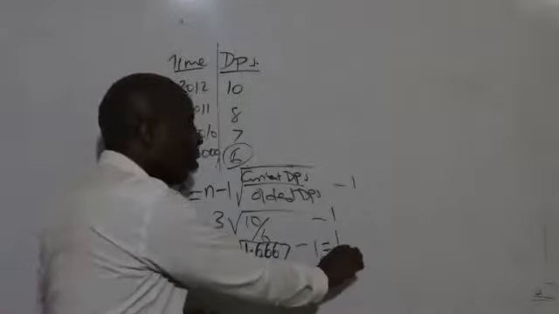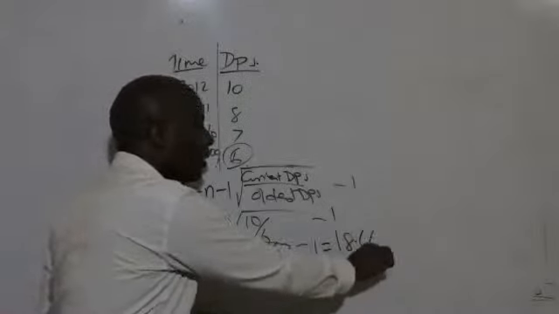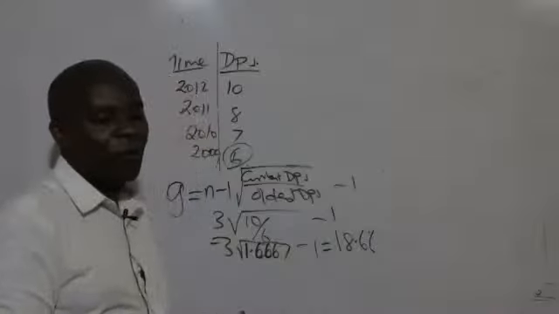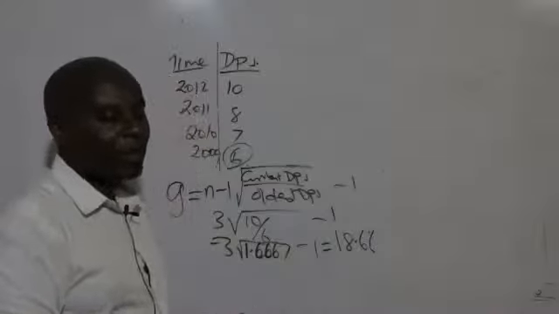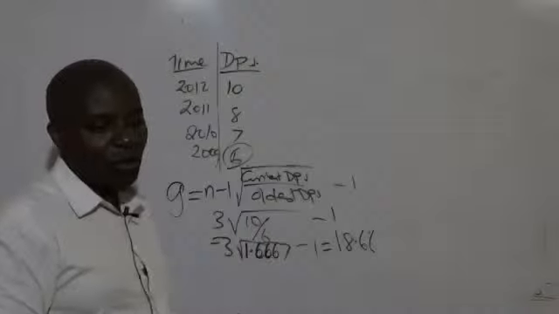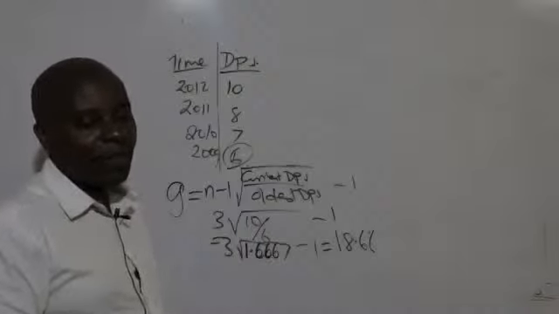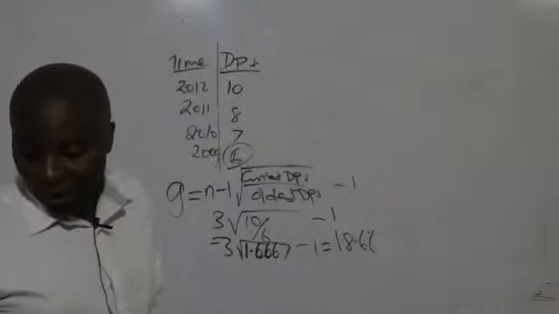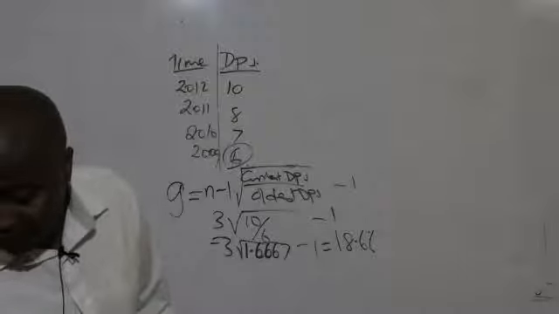That is how those students, after they got some figure and multiplied it with 100 for purpose of changing it to a percentage, got 18.6%. 18.6% is correct.